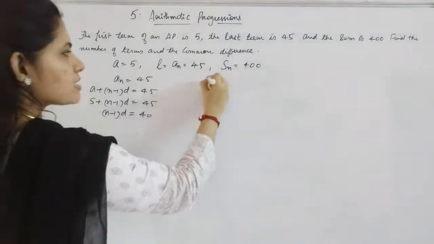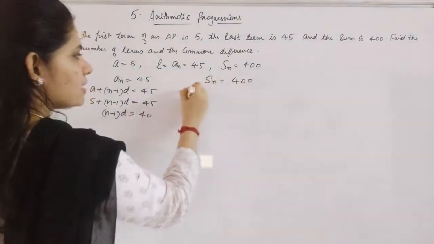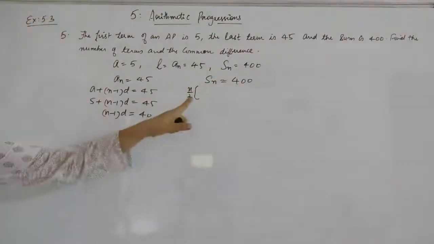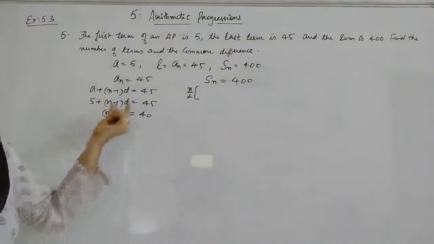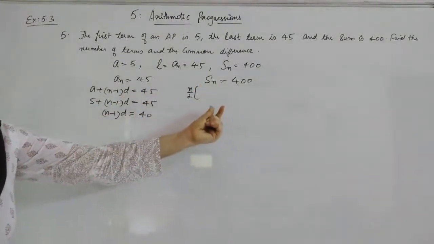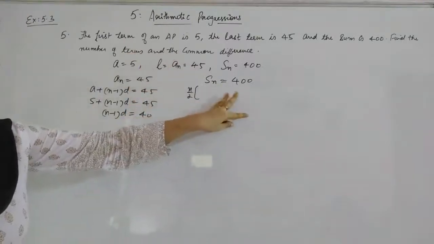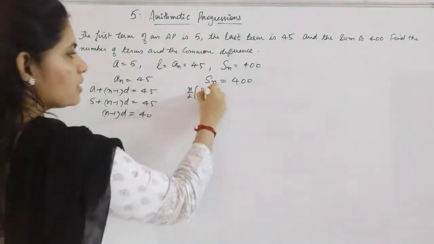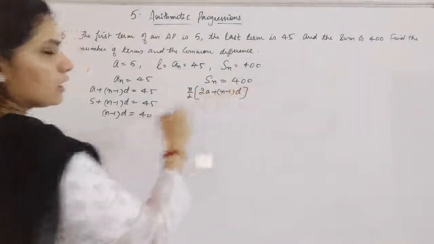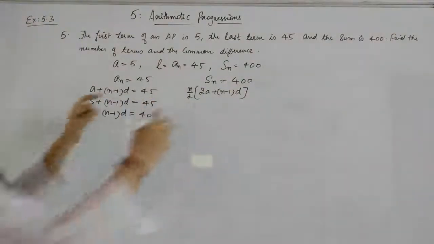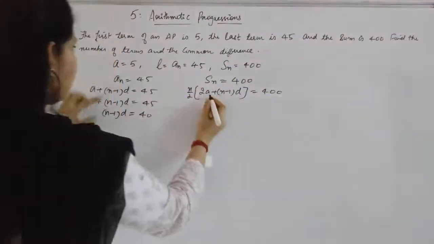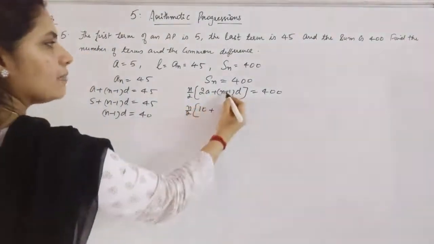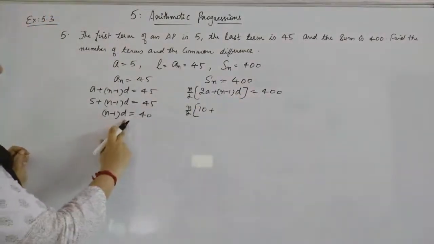Now we will go for Sn is equal to n by 2 into 2a plus n minus 1 into d, because n minus 1 into d you can replace there. Or else, if you are using the first term and last term, then you can just go for replacing here. So 2a plus n minus 1 into d will give you 400. 2a will give you 10. n by 2 into 10 plus n minus 1 into d, you have this value. This value you can replace here.